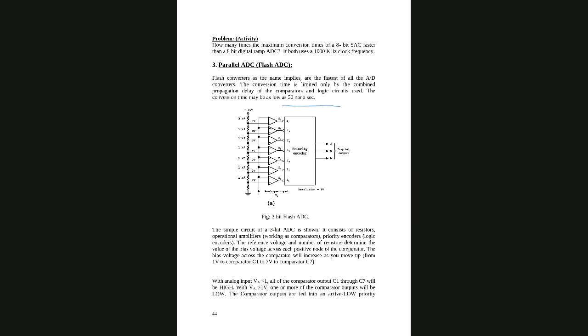Now we have to understand how it works. First of all, you need to understand what parameters we have here. We have three parameters. Number one is the resistors. Number two, we have comparators. And number three, we have the priority encoder. I will discuss each step one by one.